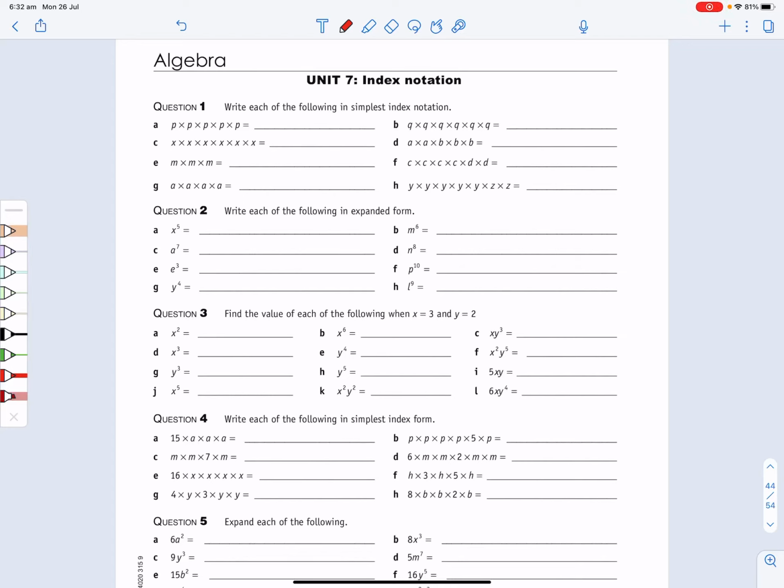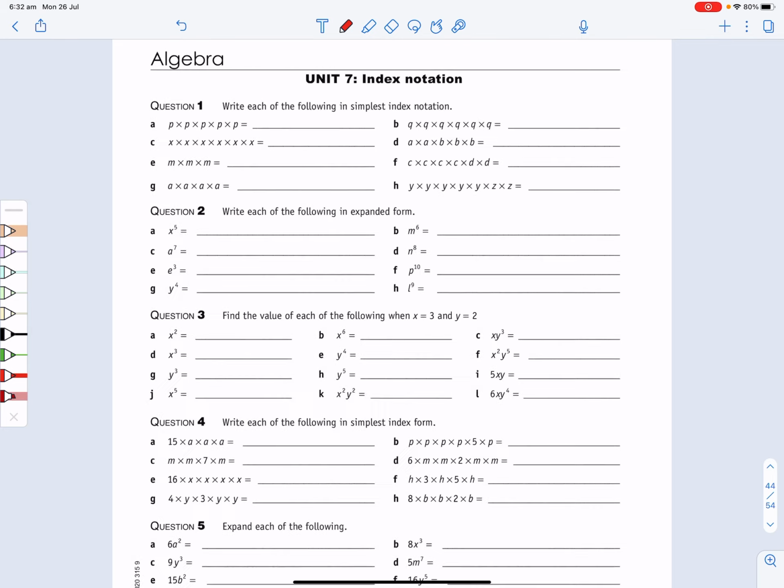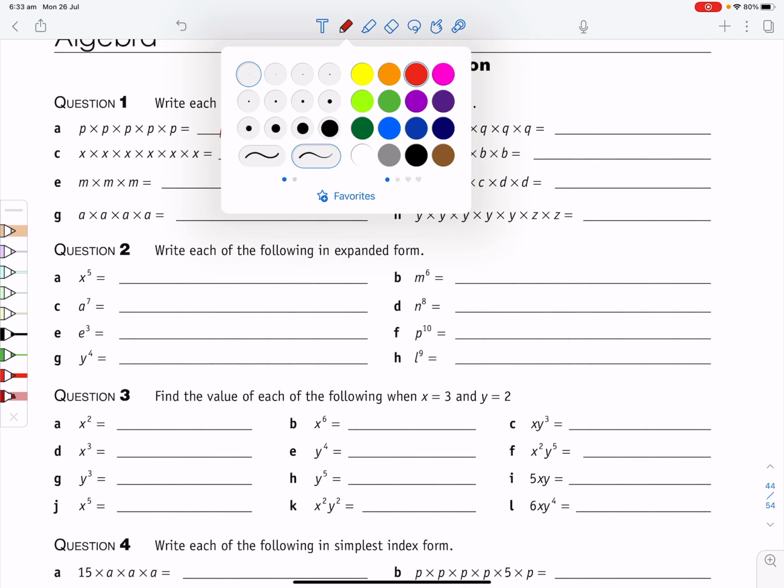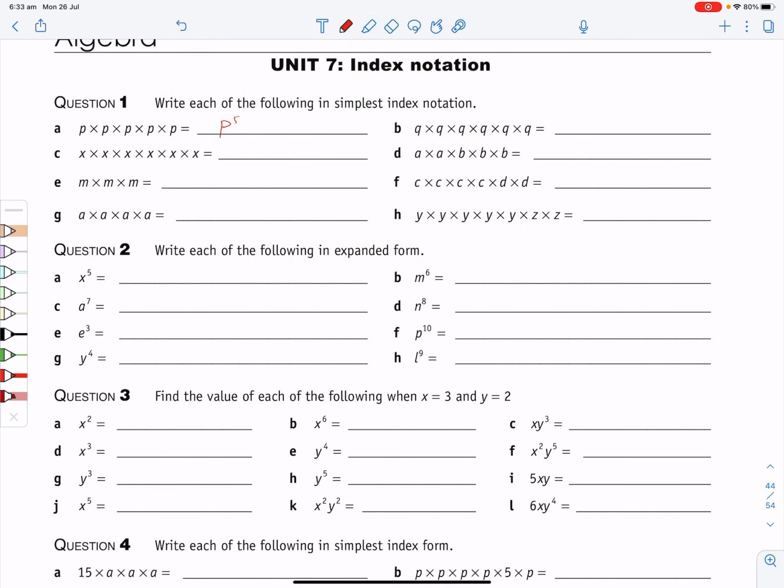Okay, now we come to Unit 7, which is on index notation. Write each of the following in simplest index notation. And of course, question 1a, P times P times P times P times P. It's been multiplied 5 times, so P to the power of 5. In B, you've got Q times Q times Q times Q times Q times Q. That's been done 6 times, so Q to the power of 6.